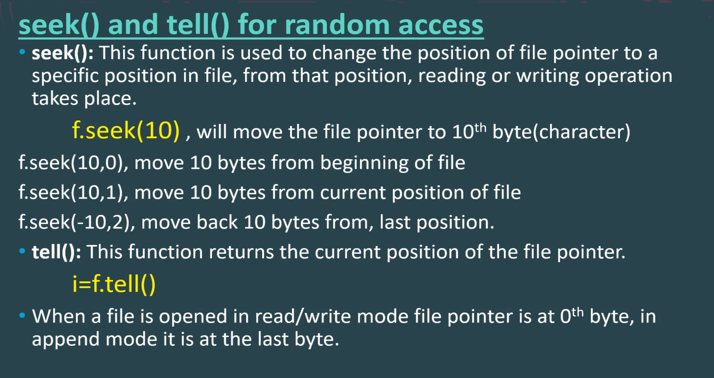Similarly, the seek function has different variations. You can use seek with values like 10, 0. In that case, the second parameter refers to the reference position in the file. 0 means beginning of the file, 1 means current position, and 2 means the end of the file or the last position. So if you write seek 10, 0, that means it will move 10 bytes from the beginning. If you write 10, 1, that means it will move 10 bytes from the current position of the file, wherever your file pointer currently is in the file, from there it will move 10 bytes.